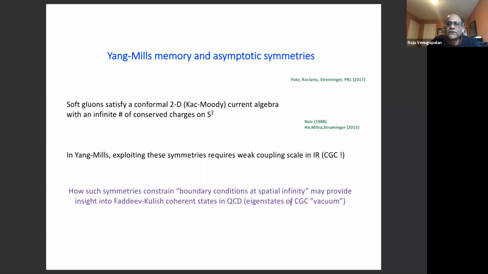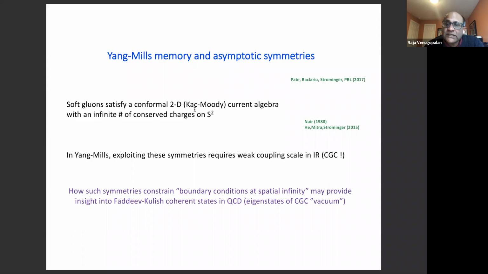And now this also apparently works for QCD. There's been quite a bit of work suggesting that these soft gluons that dress hard amplitudes, one can argue that at null infinity, they satisfy a conformal 2D current algebra of these conserved charges, of which there are an infinity of them on the celestial sphere.